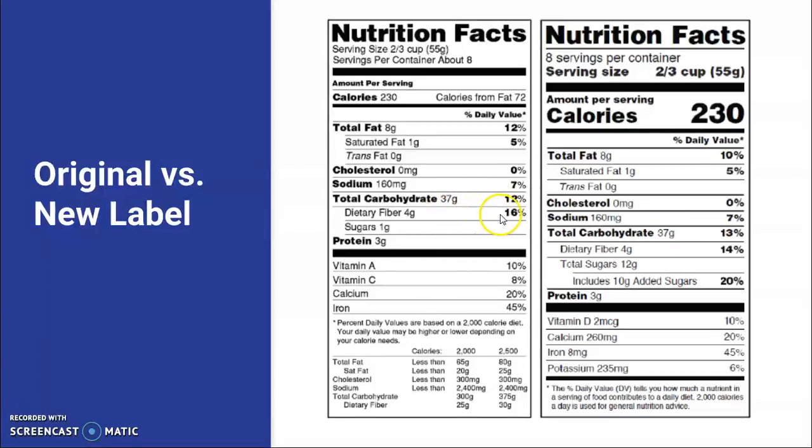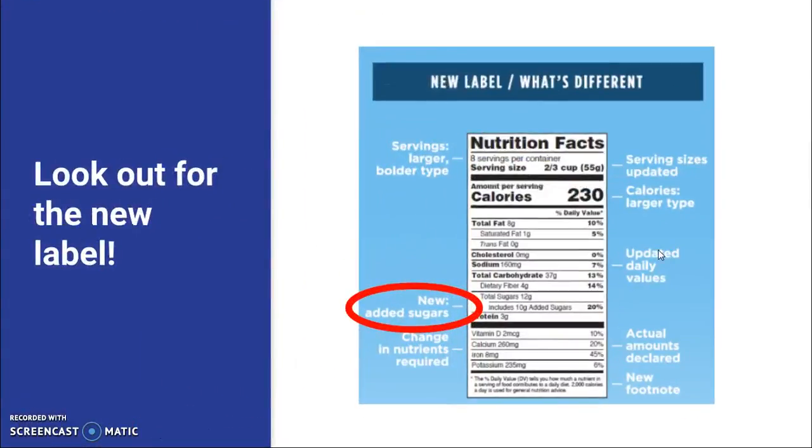Dietary fiber is the same, but because this says about 8, this says 16%, but now here it does say 8 servings, so it says here it says 14. Total sugars is 12, and that includes 10 grams of added sugar. So make sure that you're looking out for this added sugar. And I did circle it here.